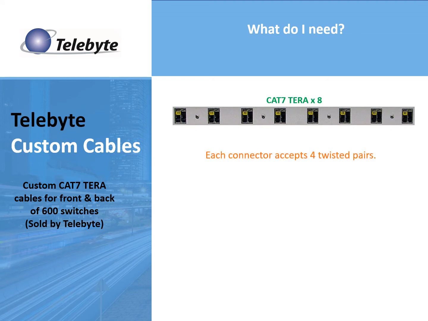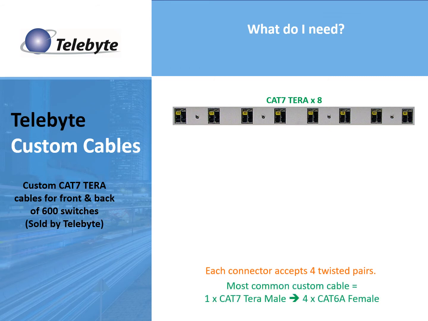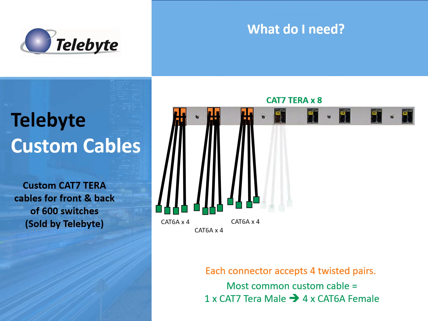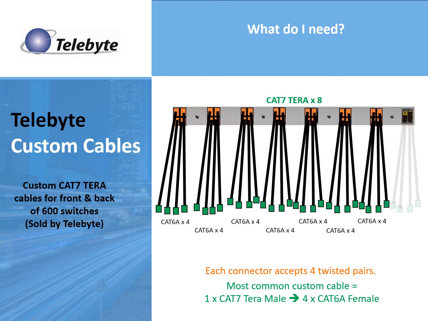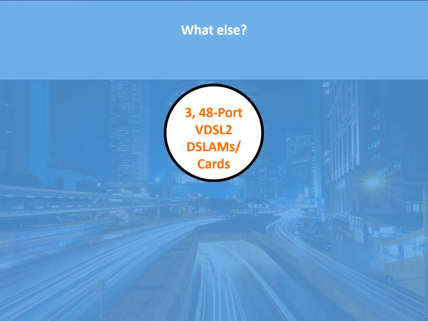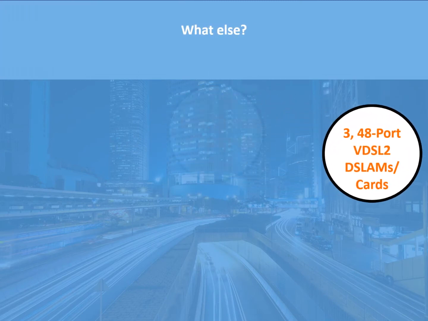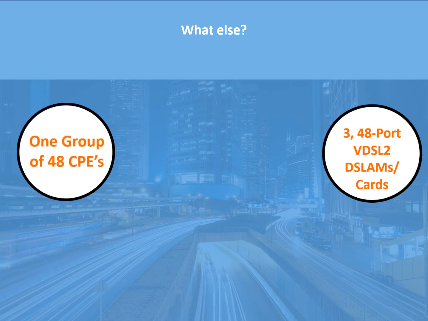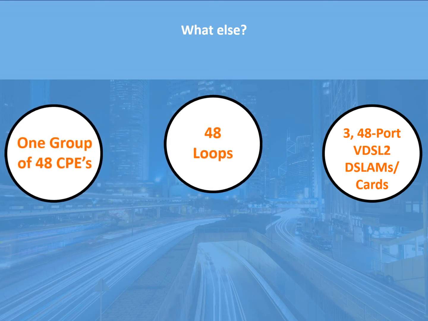The most common cable has 1 Cat7 Terra male on the switch side and 4 Cat6A female connectors on the device side. Please note Telebyte offers the custom cables that will be needed. What else do we need? 3 48-port DSLAMs or cards, 1 group of 48 CPEs, and 48 loops.